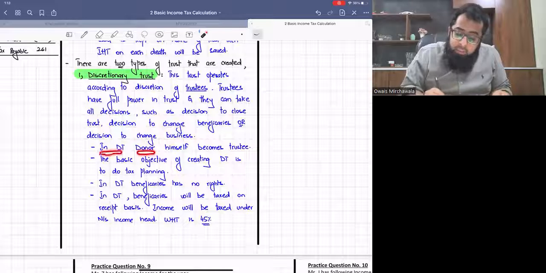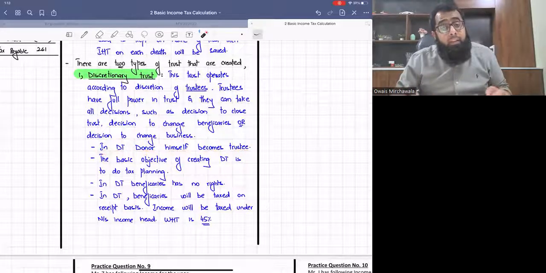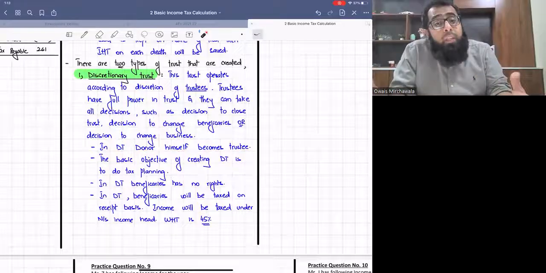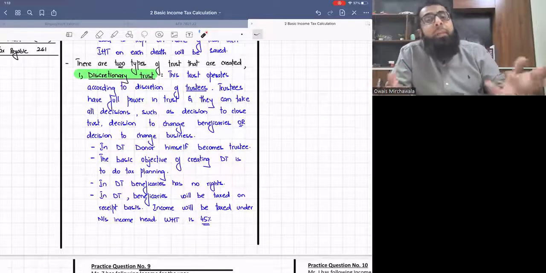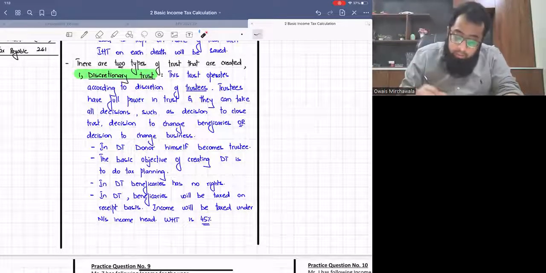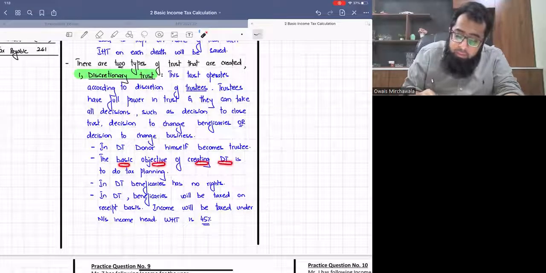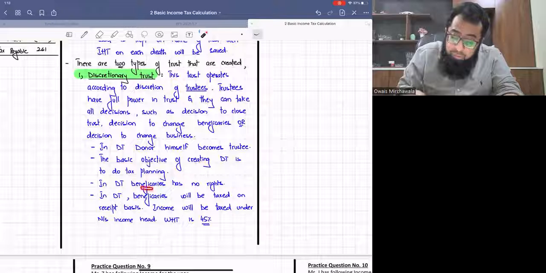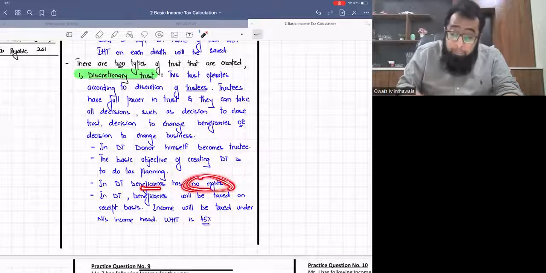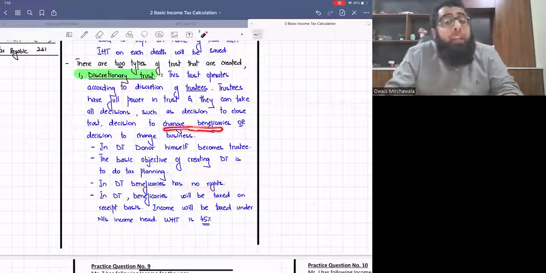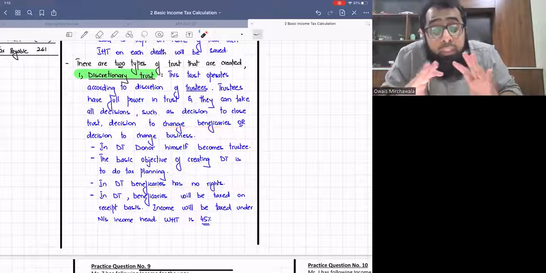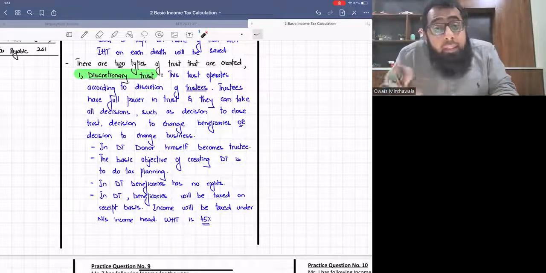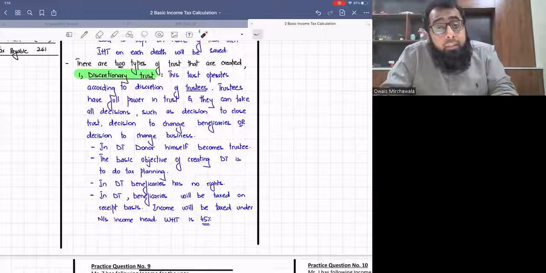In discretionary trust, the donor himself becomes the trustee. Obviously, you will not give all the powers to someone else. You yourself become the trustee. The basic objective of creating a discretionary trust is to do tax planning. The beneficiary has no rights because the trustee can change the beneficiaries. Beneficiaries have no defined rights because the trustees can change their rights.